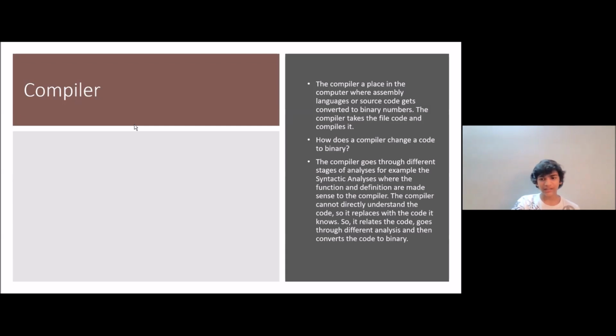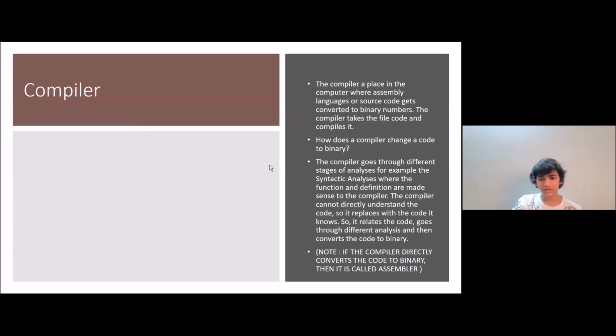The compiler cannot directly understand the code, right? Because it is in assembly language, and it is a machine, it is programmed by a machine. Then how does it understand the code we have written? It replaces the text code with binary numbers, and it tries to relate each and every code with the code it knows. It goes through different stages of analysis before coming to the conclusion, and then it is converted to binary code or the machine code.